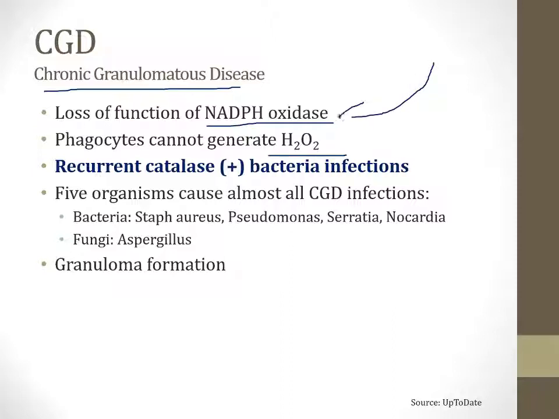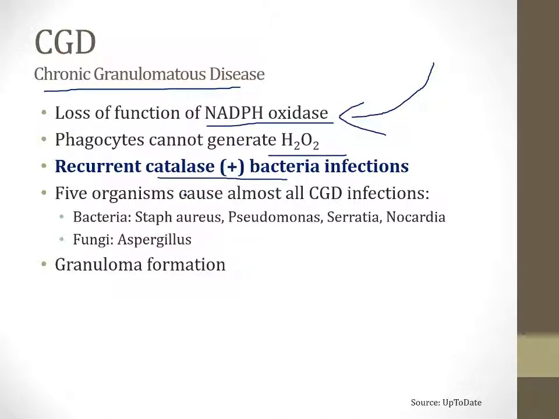And I talk about this in more detail in the video on free radicals. In that video, I explain how NADPH oxidase is important for the respiratory burst inside of macrophages. The consequence of not being able to generate hydrogen peroxide is that patients who have this disorder develop recurrent infections, specifically recurrent infections with catalase-positive bacteria.